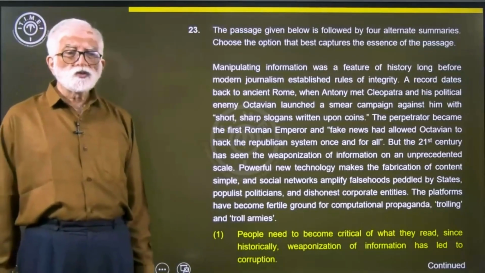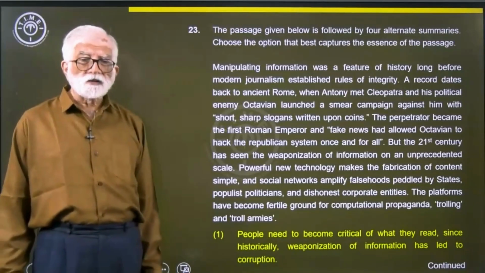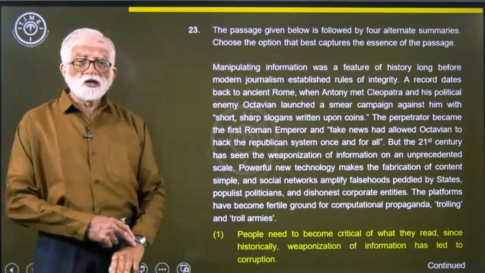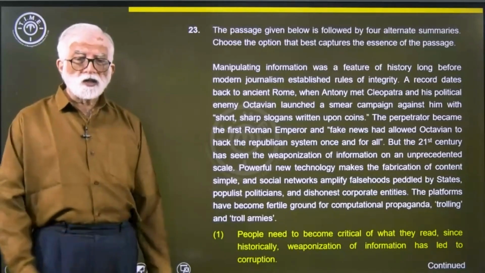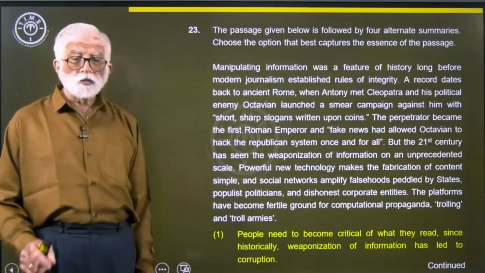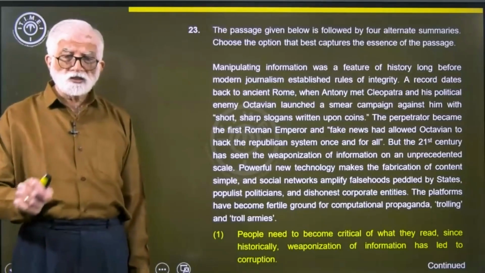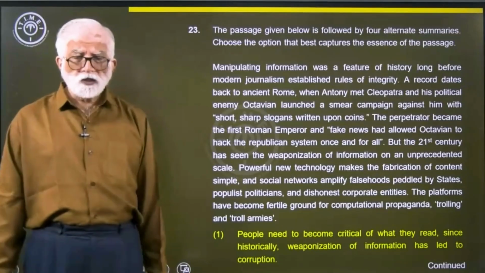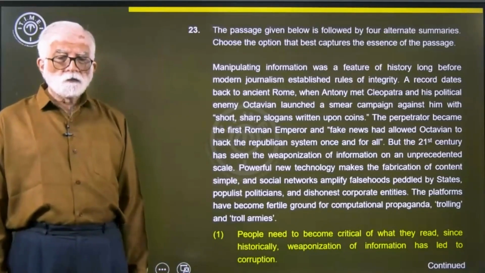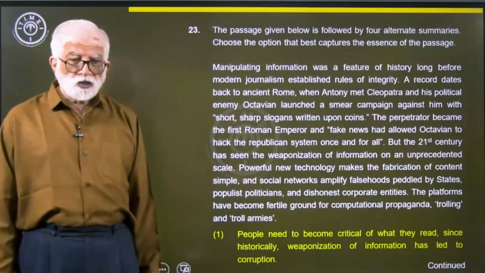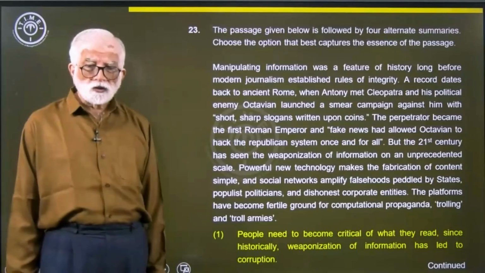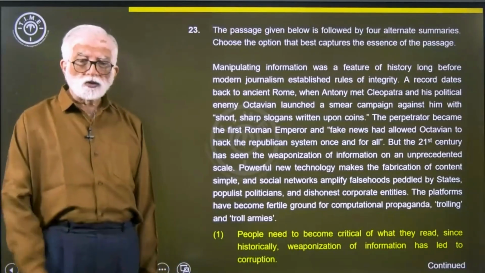So, manipulating information was a feature of history long before modern journalism established rules of integrity. That means even in ancient history, people manipulated information. A record dates back to ancient Rome, when Antony met Cleopatra and his political enemy Octavian launched a smear campaign against him with short slogans written upon coins. That means he minted coins with slogans against Antony. In other words, trying to manipulate impressions formed in people's minds. The perpetrator, namely Octavian, became the first Roman emperor, and fake news had allowed Octavian to hack the republican system once and for all. The fake news being the slogans that he put onto the coins.